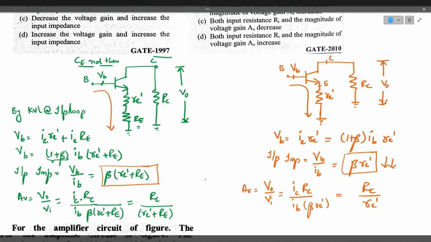If you remove the emitter capacitance, input impedance increases. Very simple. Similarly, the voltage gain, if you observe, if you place the emitter capacitor, the voltage gain increases. If you remove the capacitor, the voltage gain reduces.